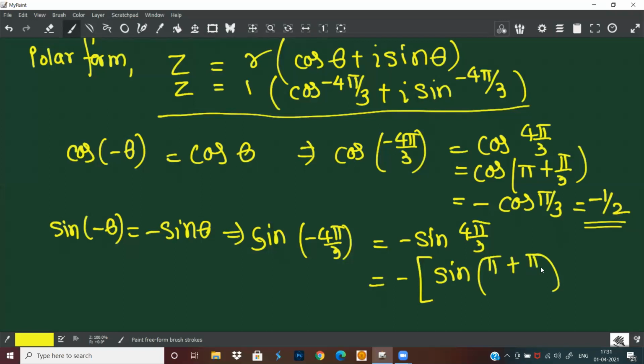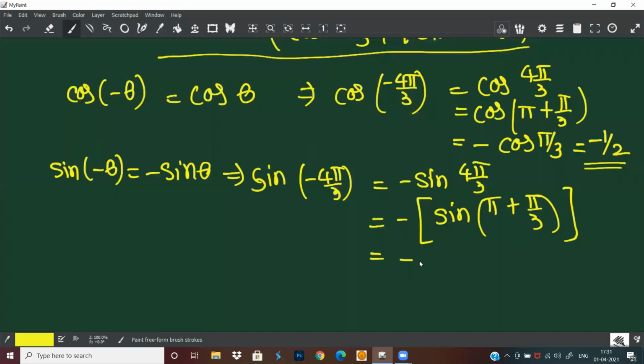Now what is 4 pi by 3? Pi plus pi by 3. Now what is sine of pi plus theta? Sine of pi plus theta, again in the third quadrant, sine is negative. So minus sine of pi by 3. So minus minus becomes plus. So it is root 3 by 2. Perfect. So my cos theta came, my sin theta came.